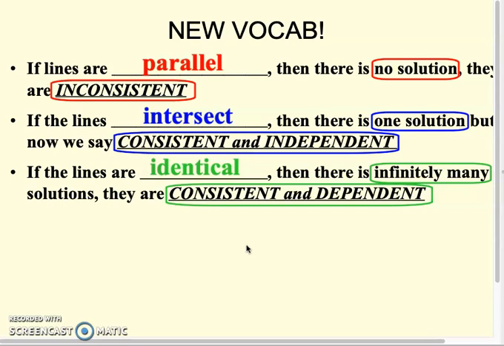So we just want to attach the words now and kind of put it all together. So now we know we have a type of solution attached to parallel, and we have a way to categorize and talk about our lines.